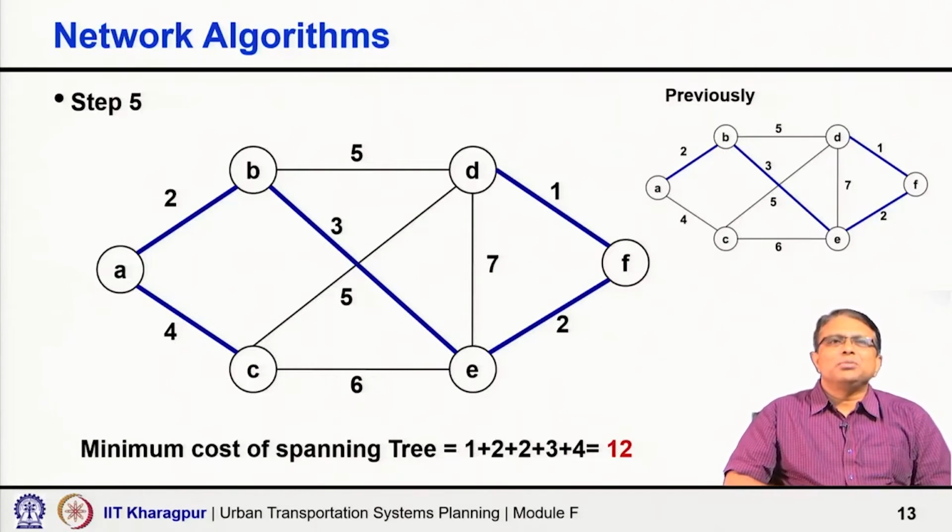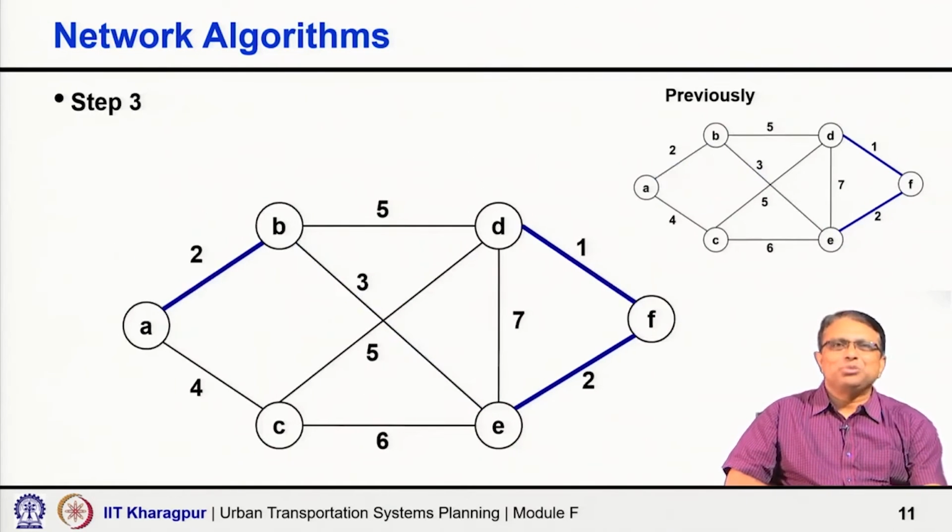So, here the minimum cost of spanning tree is 12, and you can see that you will not get any other combination of 5 links which will ensure connectivity of all these 6 nodes A, B, C, D, E, F with a total cost lesser than this 12. That is the way this particular algorithm works.